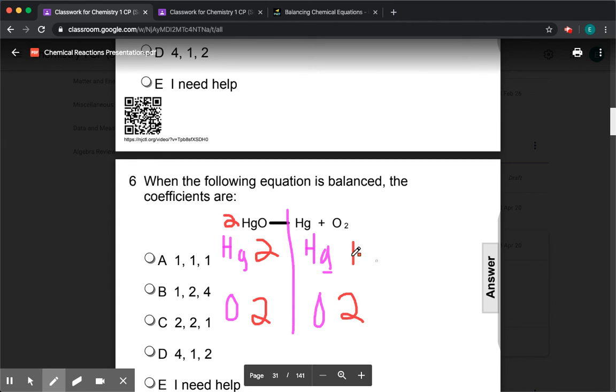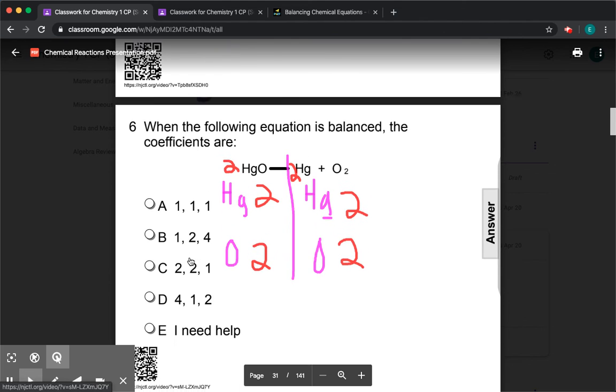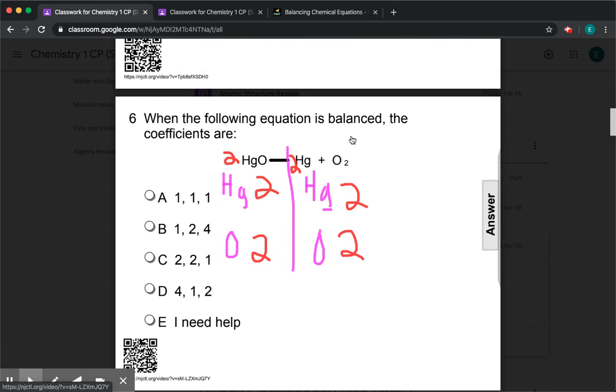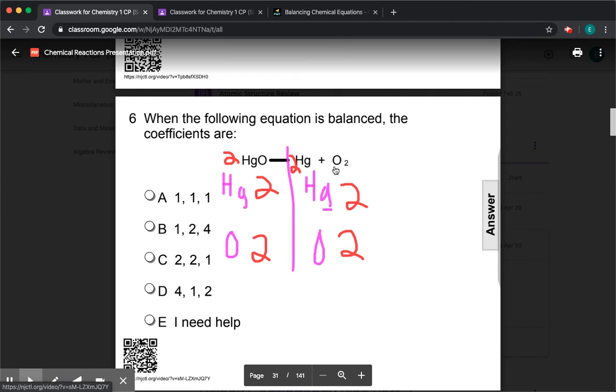So our Hg's were originally balanced. They're not balanced anymore, so now I need to balance them. I have more Hg's on my left than I do on my right. So now I need to add another Hg on the right. And Hg on the right is completely separate. I can add individual ones because it's by itself. So I need a second Hg. When I do that, now I have 2 Hg's on the right. And now I have 2, 2, 2, 2. Everything is balanced. So when this equation is balanced, what are the coefficients? The coefficients are 2, 2, 1. So this is C.